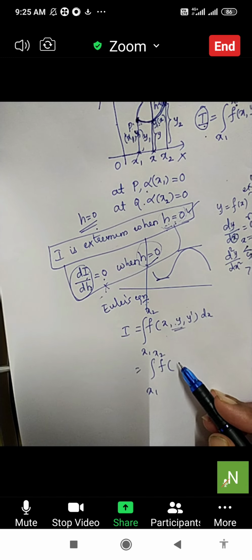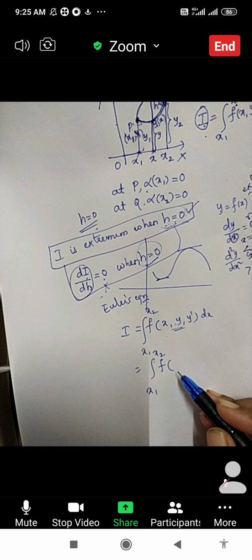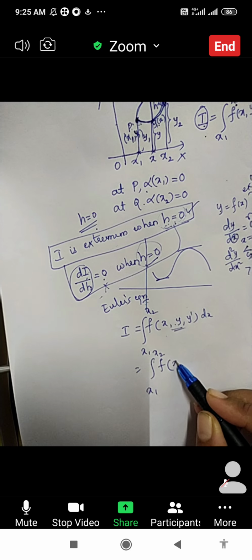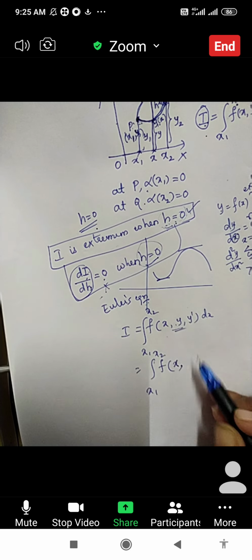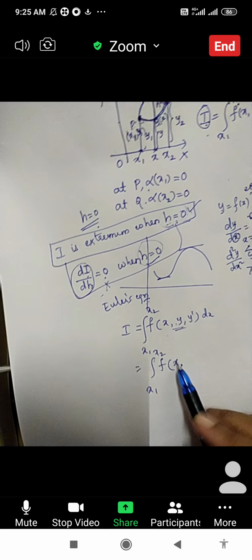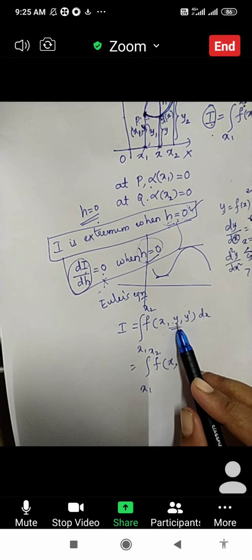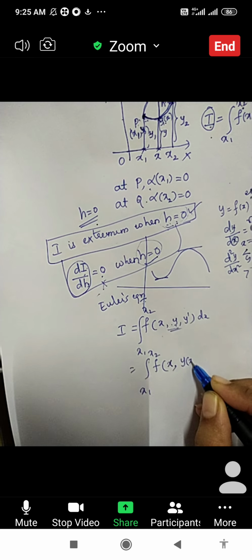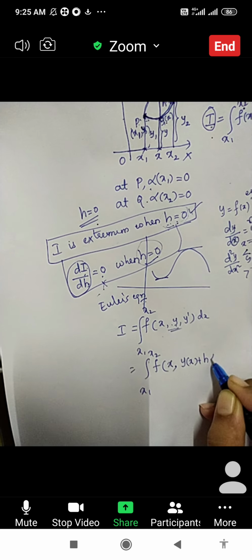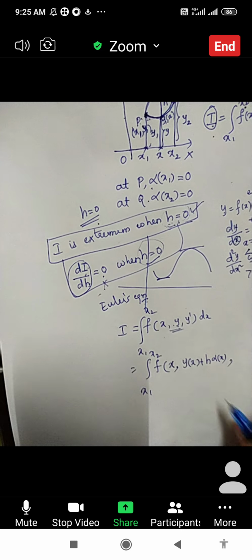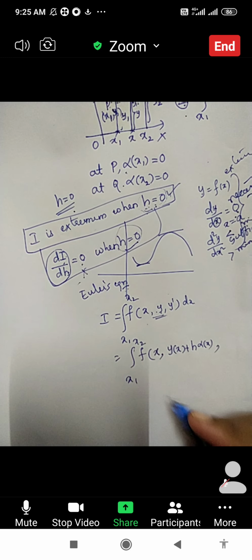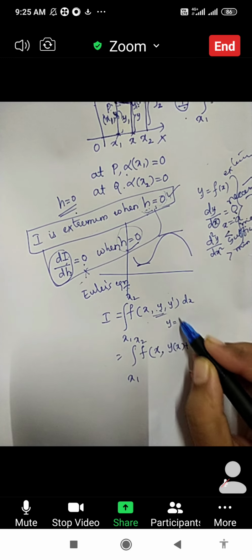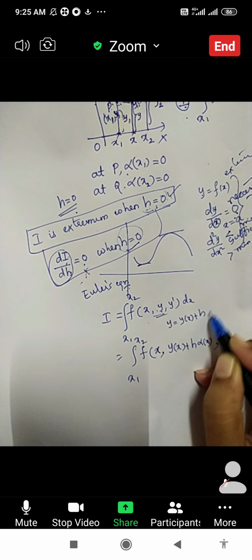Is x only, or has it changed? X is x only, no change. We are taking the y value as the neighboring curve. What is that? y of x plus h into alpha of x. Agree? Y is y of x plus h into alpha of x.